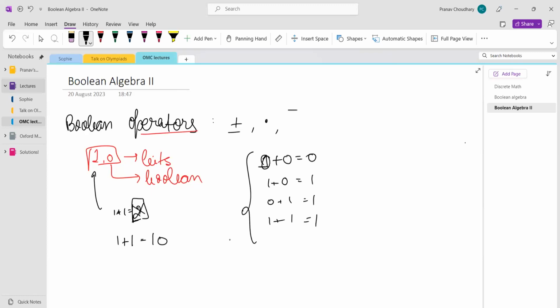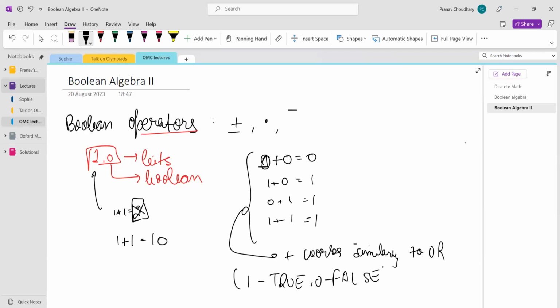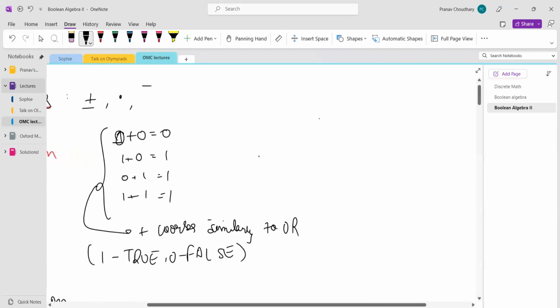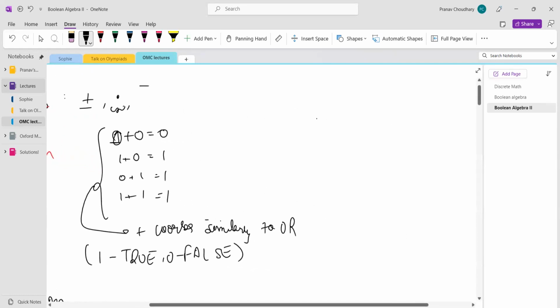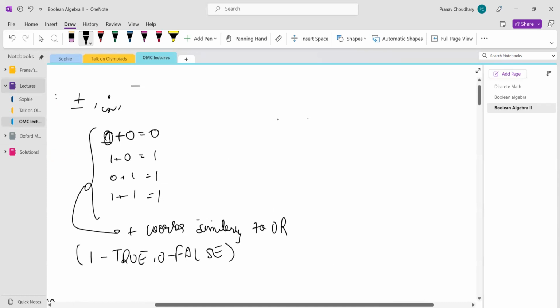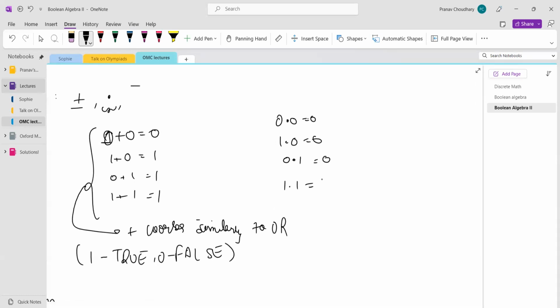And also, you'll see that plus works similarly to or, if you consider 1 as true and 0 as false. And similarly, you define multiplication. The multiplication is the same as for integers. So 0 times 0 is 0, 1 times 0 is 0, 0 times 1 is 0, and 1 times 1 is 1. And this works like the and operator.